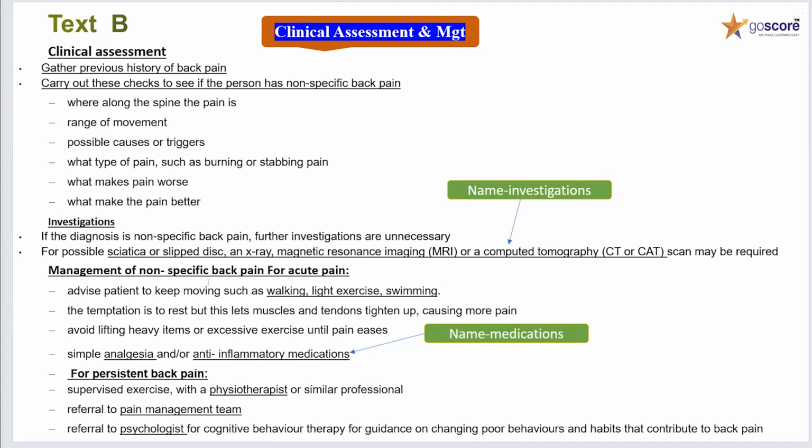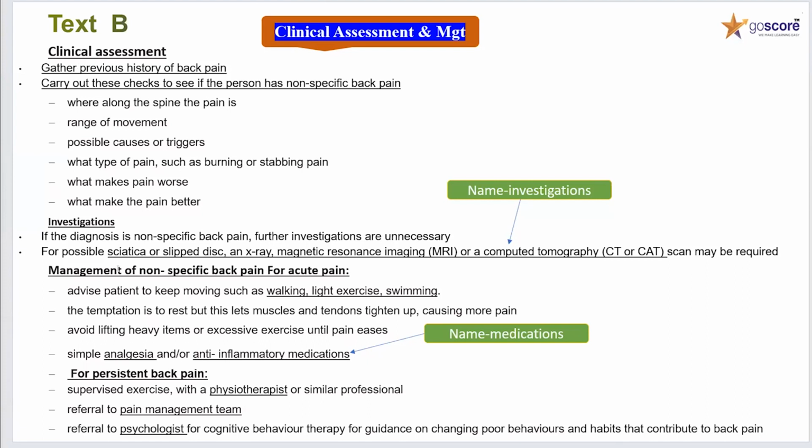Investigations are there. Then management of non-specific back pain for acute pain. So here they have mentioned some test names, investigation names, and management. In management, some analgesia, anti-inflammatory medications, exercise, walking, all those things they have mentioned. Then for persistent back pain. So for acute back pain they have mentioned management, and for persistent back pain also they have mentioned the management, right? And here in persistent back pain, they have mentioned supervised exercise, then physiotherapist, okay, fine. Then pain management team they have mentioned. These are the things they have mentioned in text B.